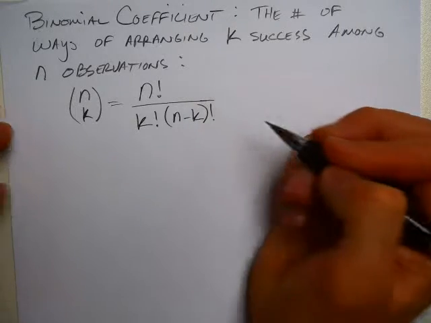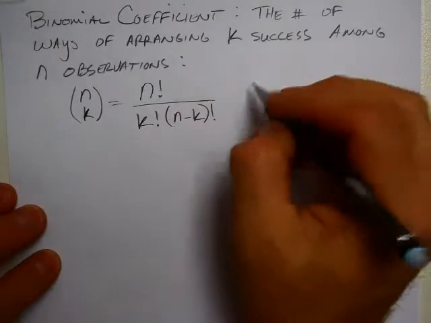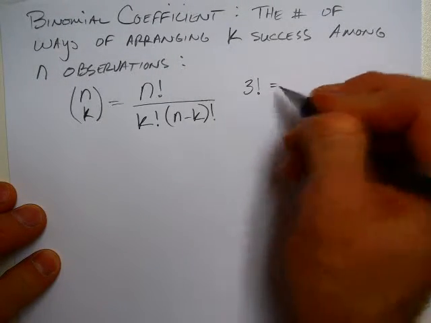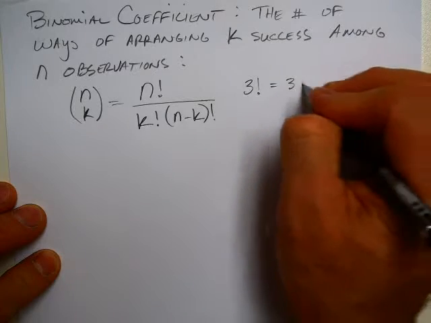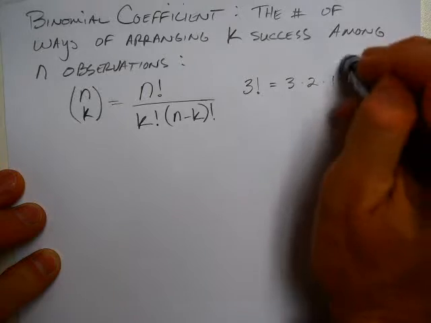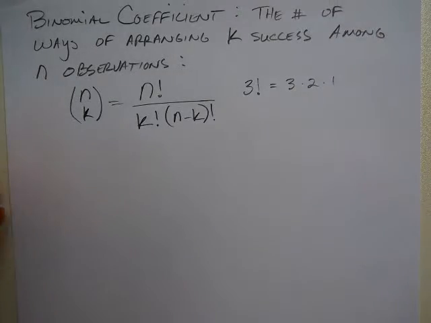Do you guys know factorial? I don't believe we've talked about it in this class. But factorial works like this. 3 factorial would be 3 times 2 times 1.